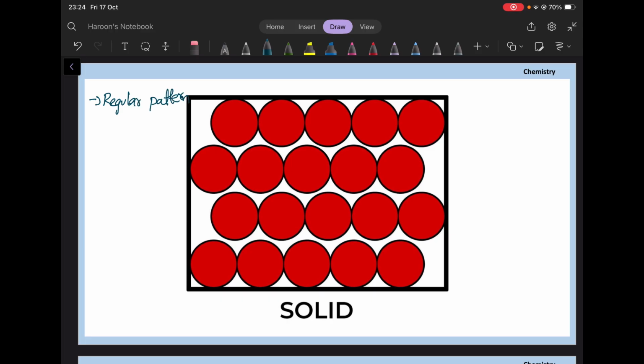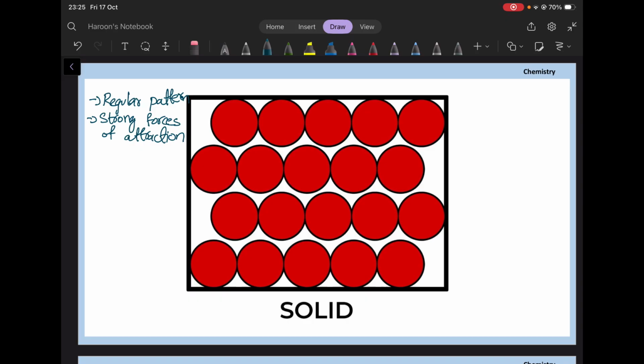The second thing that we see over here is the particles are quite close to each other. That must be because there are a lot of attractive forces between these particles. Those strong attractive forces between particles are what keep them in close contact, right? So we can say strong forces of attraction between particles.